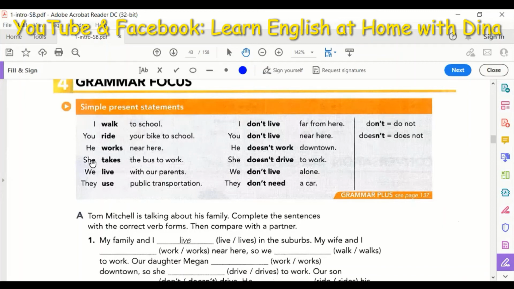But with he, she and it, he works, I add an S to the verb. She takes. And when we want to change into negative, I use doesn't. He doesn't. And in this case I have to use the verb in the infinitive, without any additions, with doesn't. She doesn't drive to work.